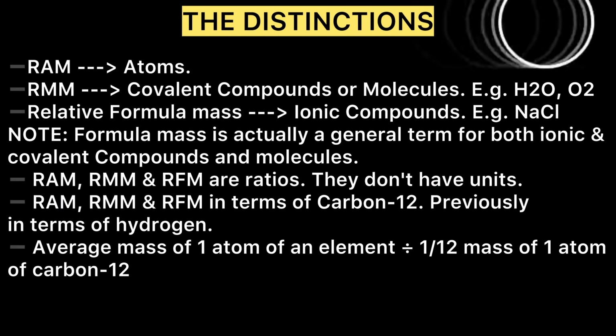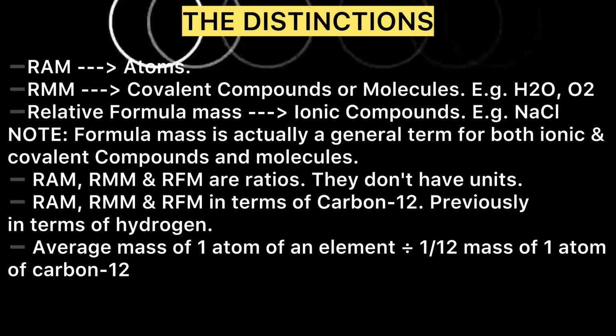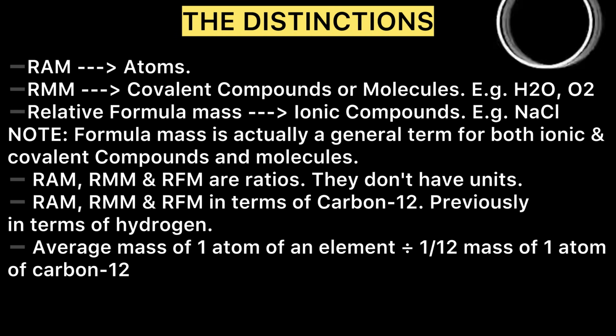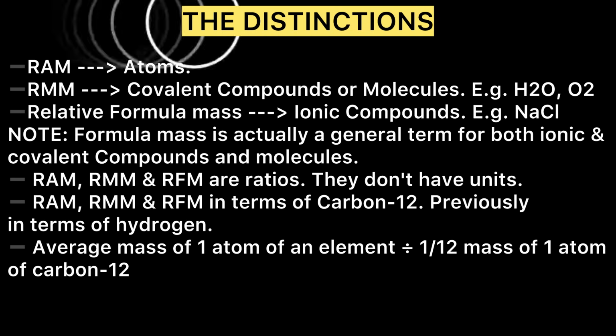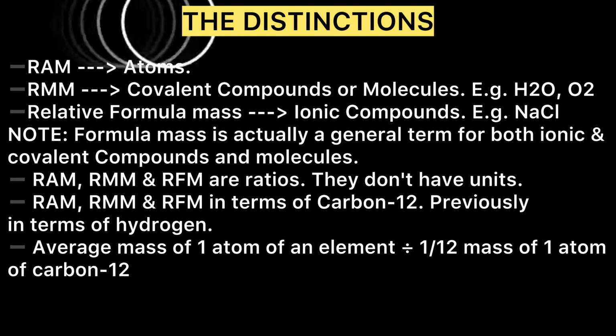Now, I want to also show you something, that relative atomic mass is for atoms. You know what I'm talking about, relative atomic mass? I'm saying that the relative atomic mass of carbon is for atoms. The relative molecular mass is for covalent compounds or molecules. For instance, H2O, oxygen, so covalent compounds or molecules. So, what are covalent compounds or molecules? These are compounds and molecules that are made up of covalent bonds.